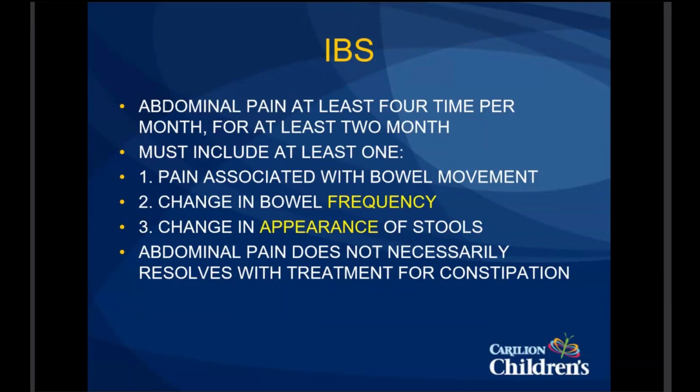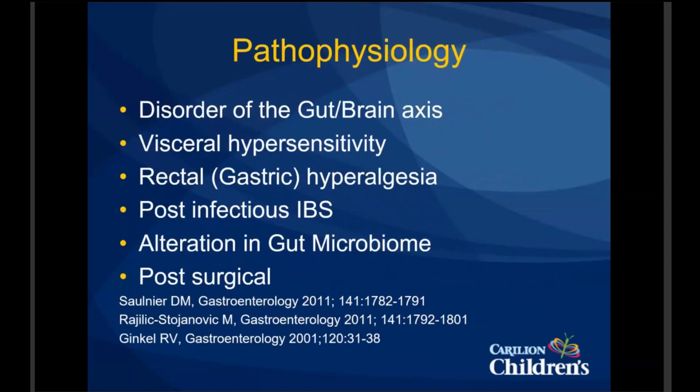The pathophysiology, again, is a disorder of the gut-brain axis that we already said: visceral hypersensitivity, rectal and gastric hyperalgesia. They're very sensitive to gastric distension and rectal distension. So we can see some cases where an infection can trigger irritable bowel syndrome. We can see patients where an alteration of gut microbiome after antibiotics or infections can also develop irritable bowel, and surgery, mostly bowel surgery, can trigger symptoms of irritable bowel syndrome.